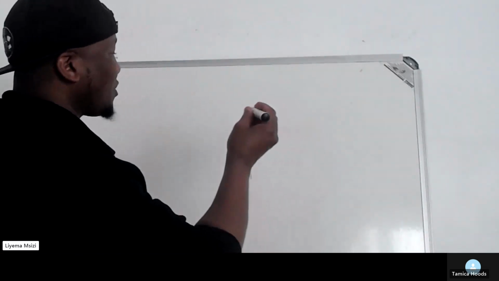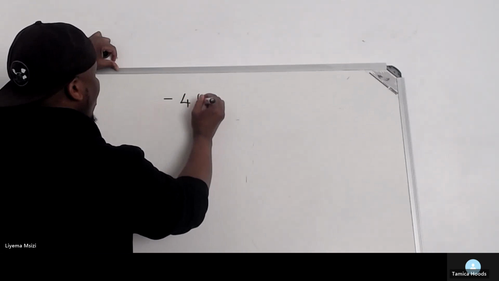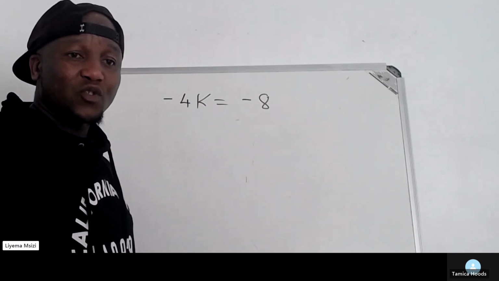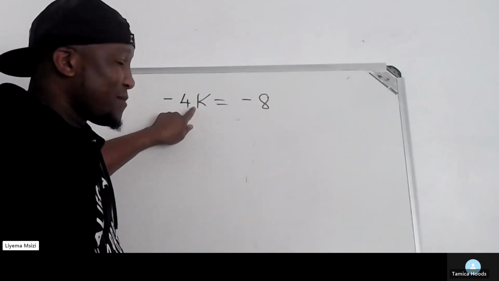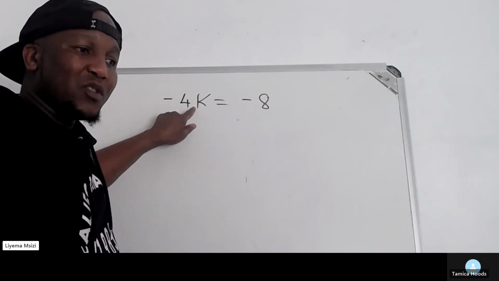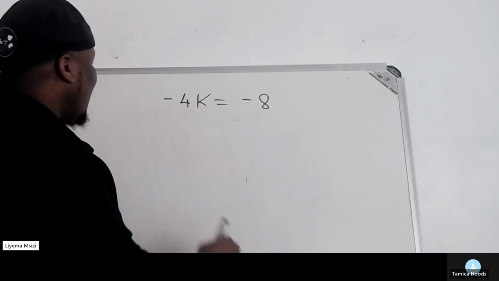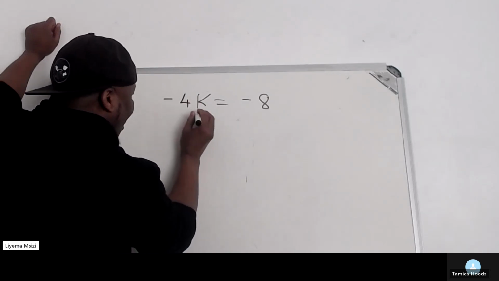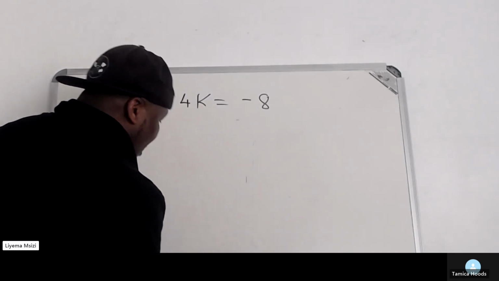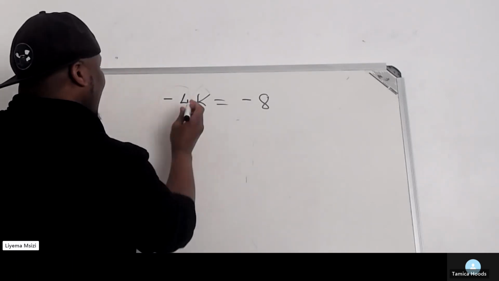Okay, so let's go to algebra. For algebra, if somebody gives us, let's say, negative 4k equal to negative 8, we want to find the k. First and foremost, you look at the sign in between. The sign between negative 4 and k is multiplication. There's no sign, so if there's no sign in between, it should be multiplication. If there's no sign in between negative 4 and k, you know there's a multiplication here.